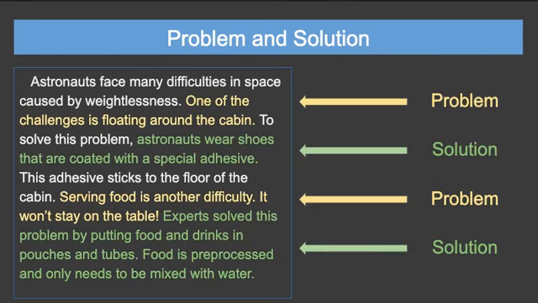And here you can see in yellow, we've got examples of problems, and in green, we've got examples of the solutions. So go ahead and pause and read through this.